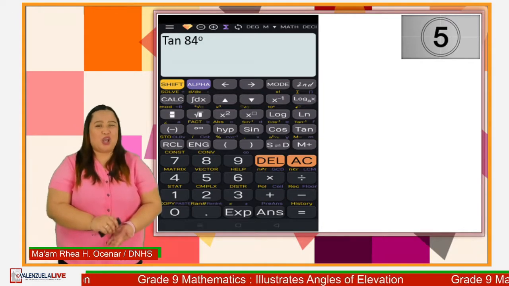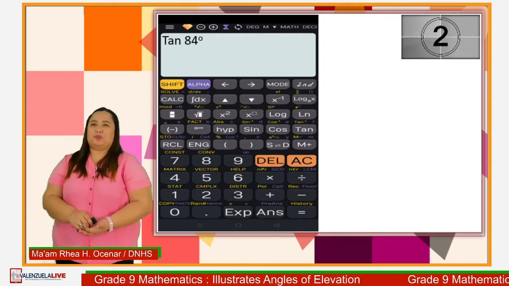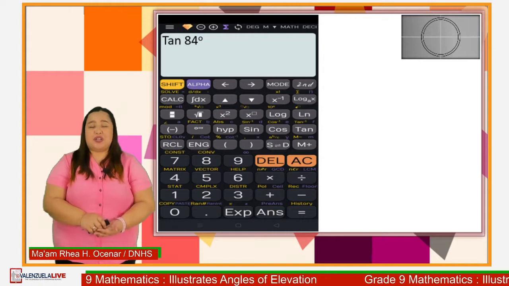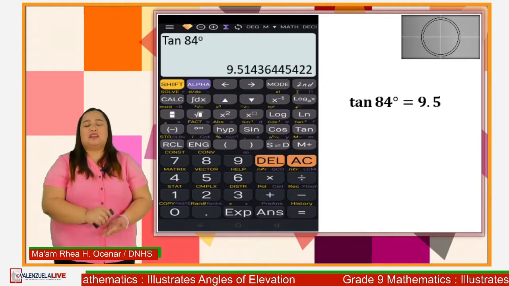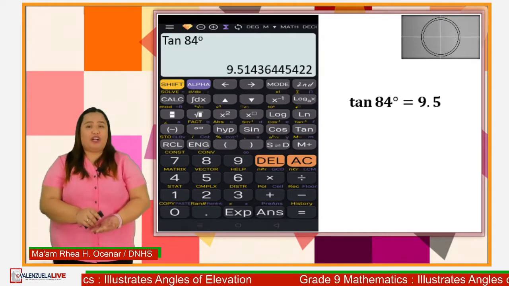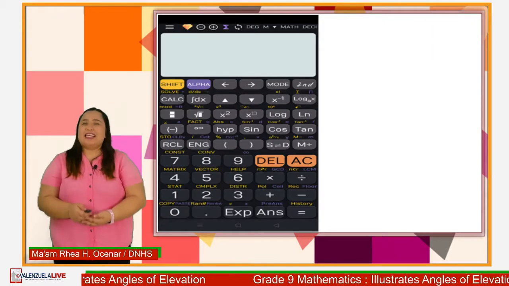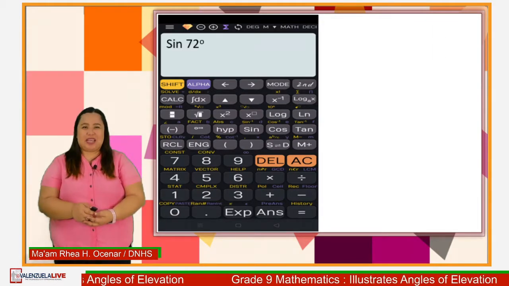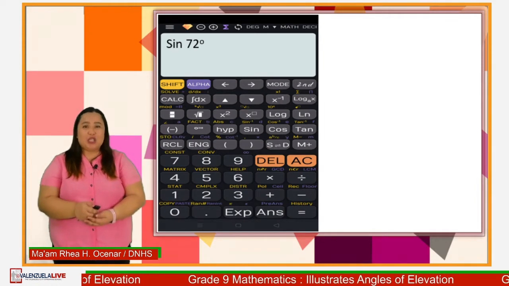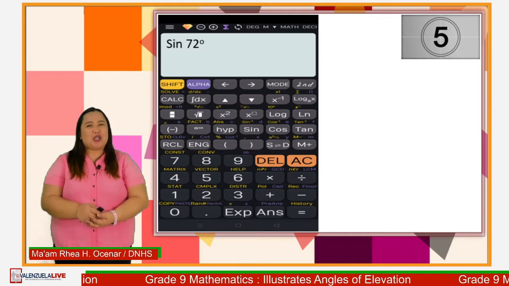Ready? Go. Time's up. The answer is tangent 84 degree is equal to 9.5 or 9 and 5 tenths. Next number. What is the value of sine 72 degree to the nearest thousands? 5 seconds. Go.